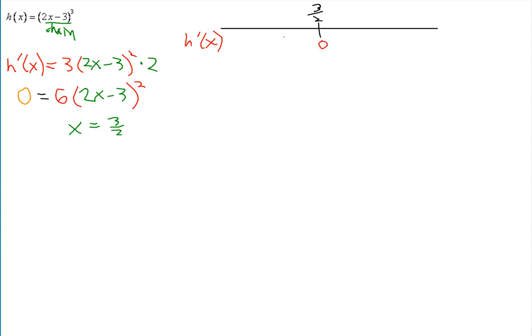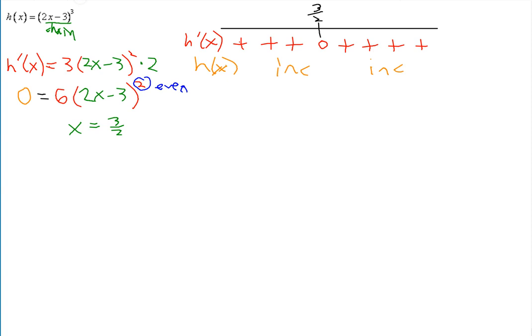And then you could test something less than 3/2, like 1 or 0. Or, notice in this case, we've got another even exponent. So this can never be negative, no matter what we test in here. That 6 is positive. So, because of that, we know it's going to be positive here. The only place it's 0 is right at 3/2. Everywhere else is positive. It'll be positive here and positive here. Which shows us that h of x is increasing and still increasing.